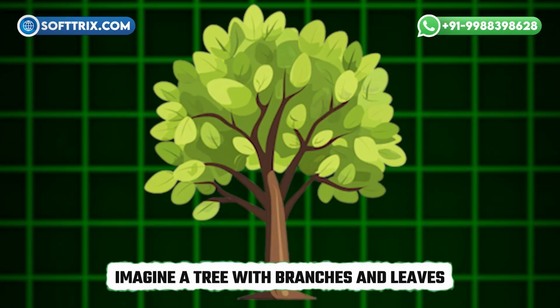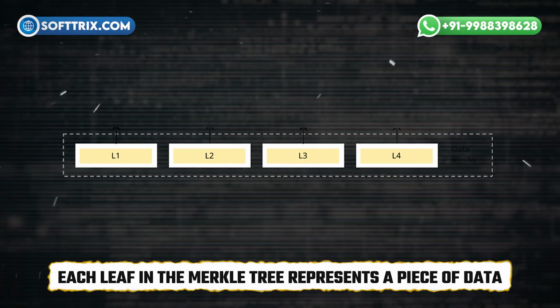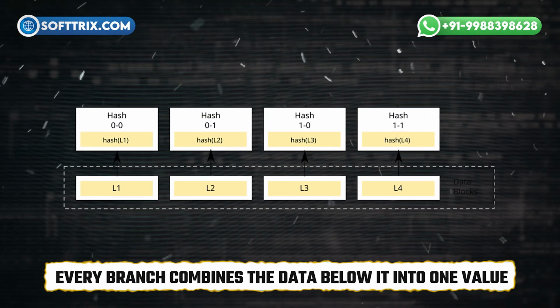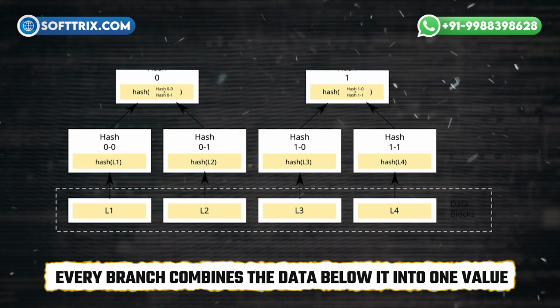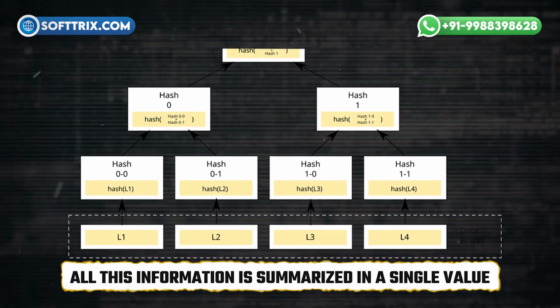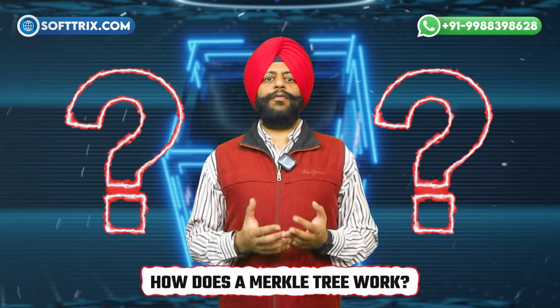Now imagine a tree with branches and leaves. Each leaf in the Merkle tree represents a piece of data, and every branch combines the data below it into one value. Ultimately, all this information is summarized in a single value at the very top called the Merkle root. Now, how does a Merkle tree work?